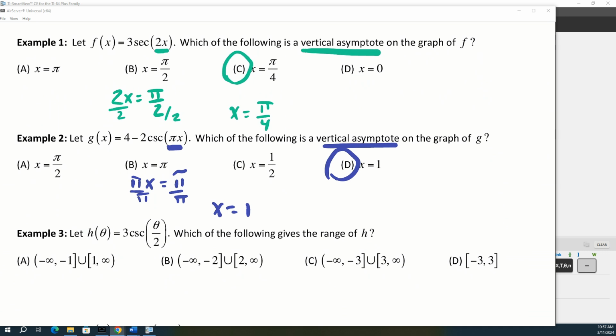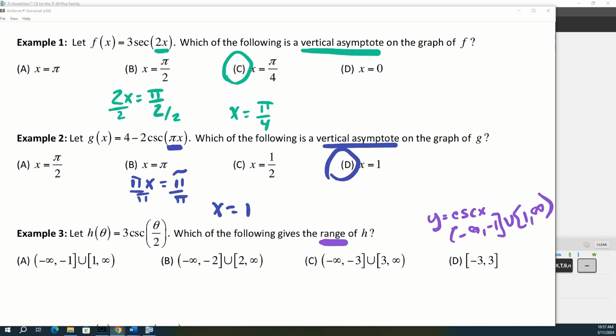All right, and then example 3, totally different question, is asking us about the range. So we have h of theta is 3 cosecant of theta over 2, and we want to find the range. So what we're going to do is take the original range of cosecant, it's going to be negative infinity to negative 1, 1 to infinity. That is an answer choice. It is not the answer, though, because this one is transformed.